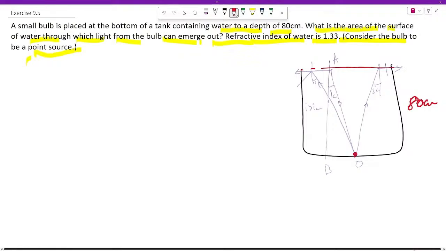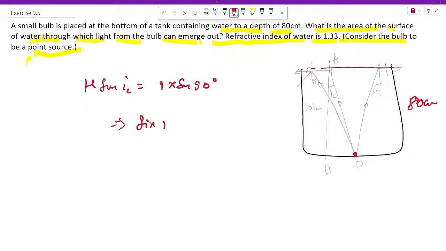Now we have to find out in what area the ray comes out of the tank. Using Snell's law, mu of water and sine of I would be equal to... we first will find out the critical angle. So IC will be equal to, the refractive index of the air is 1, so 1 times sine 90 degrees. Now we will find sine IC, which gives us sine IC equal to 1 by 1.33, because we know that mu is 1.33.